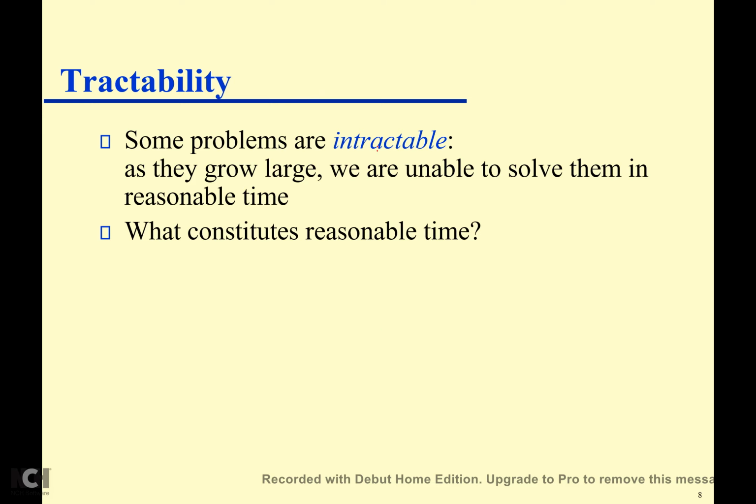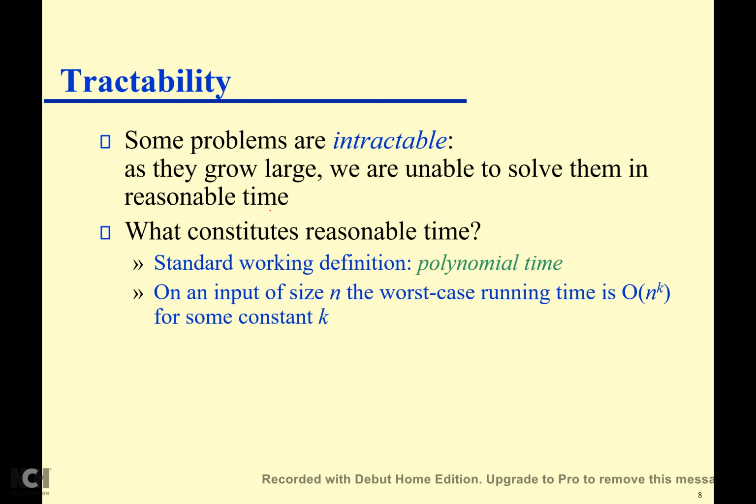Some problems are intractable. As they grow large, we are unable to solve them in reasonable time. But how can we define what reasonable time means? The standard working definition is polynomial time: on an input of size n, the worst case running time is O(n^k) for some constant k. Reasonable time also corresponds to O(n^2), O(n^3), O(1) constant, or O(n log n), versus O(2^n).